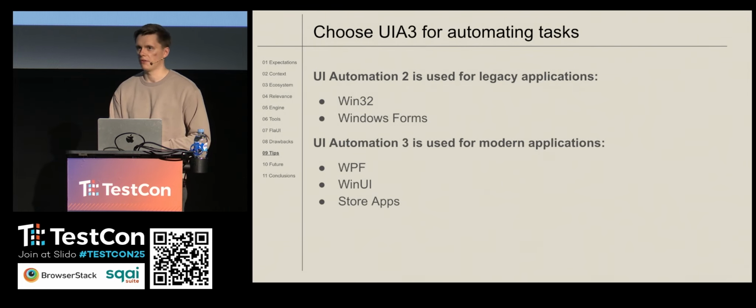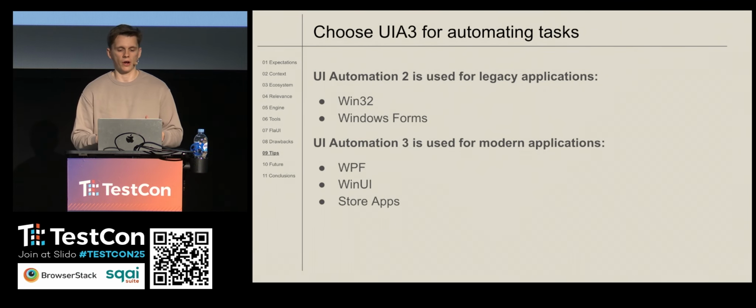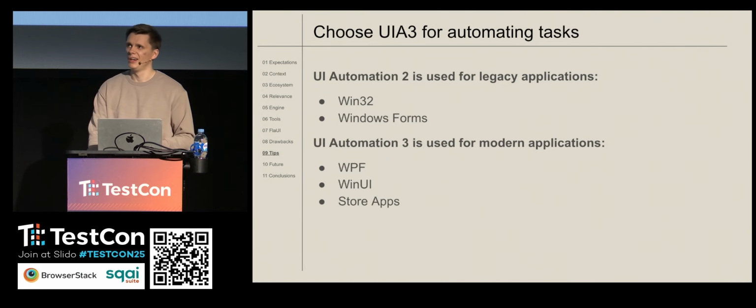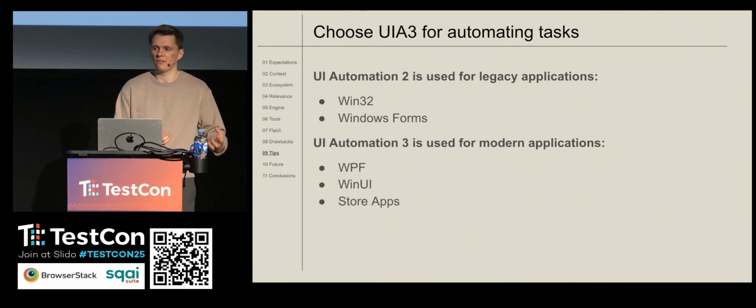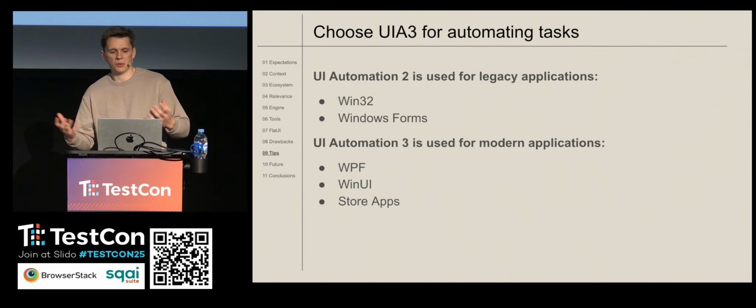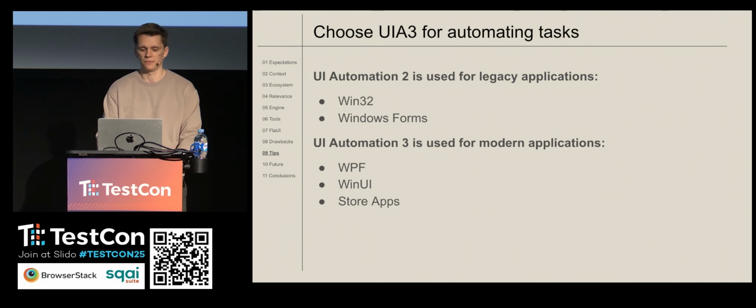So personally I was writing for WPF and WinUI apps and I did not have that many issues. And then we have Store Apps that it also supports. With UIA2, in theory it is more stable with Win32 apps, with Windows Forms, or if you have a really strange use case where you want to run tests on Windows 7. So you have this capability if it's really needed, but use UIA3 in most cases.